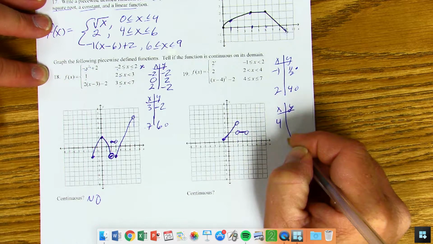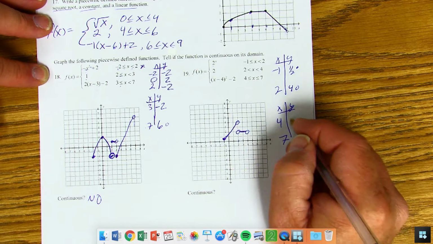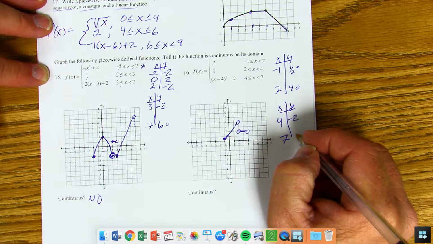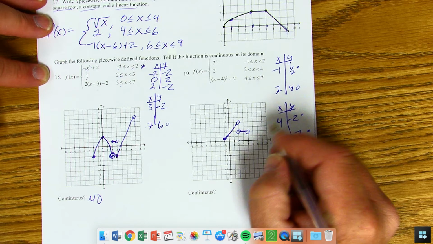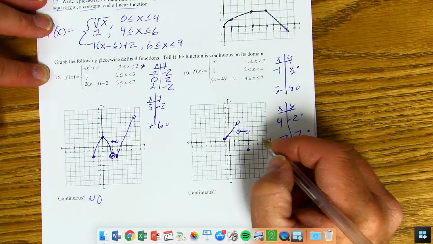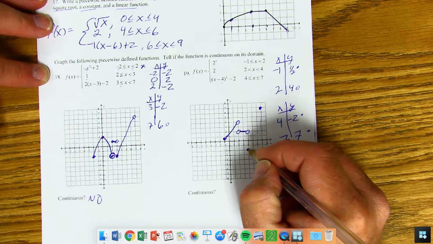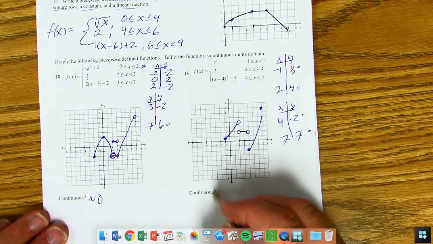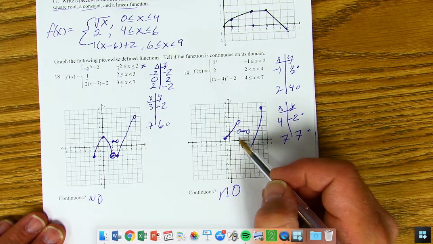So from 4 to 7. 4 minus 4 is 0, 0 squared is 0, minus 2 is -2. 7 minus 4 is 3, 3 squared is 9, 9 minus 2 is 7. Both closed circles. So (4, -2) and (7, 7). There it is. Is it continuous? Again, no. Why? Because I have to take my pencil up off the paper.